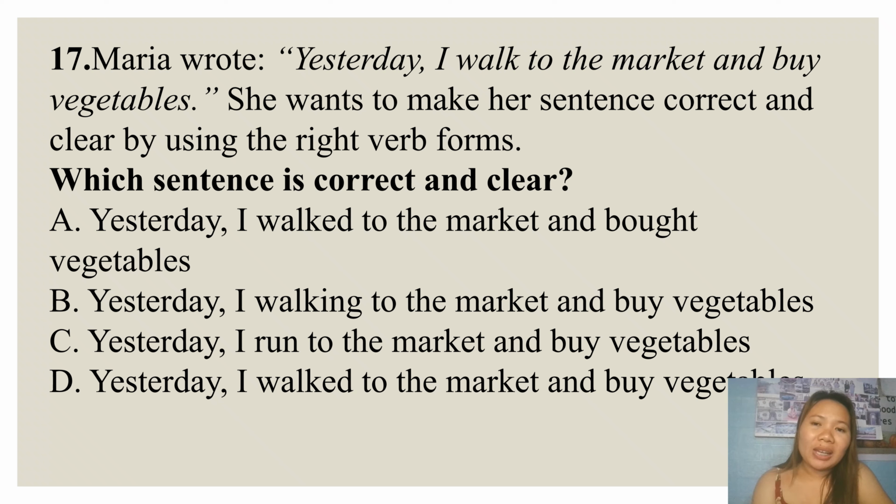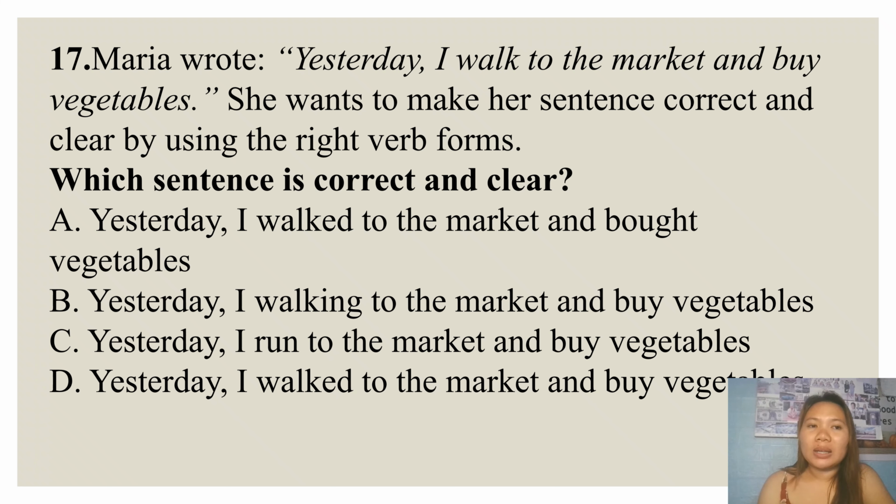She wants to make her sentence correct and clear by using the right verb forms. Which sentence is correct and clear? A. Yesterday I walked to the market and bought vegetables. B. Yesterday I walking to the market and buy vegetables. C. Yesterday I run to the market and buy vegetables. D. Yesterday I walked to the market and buy vegetables.